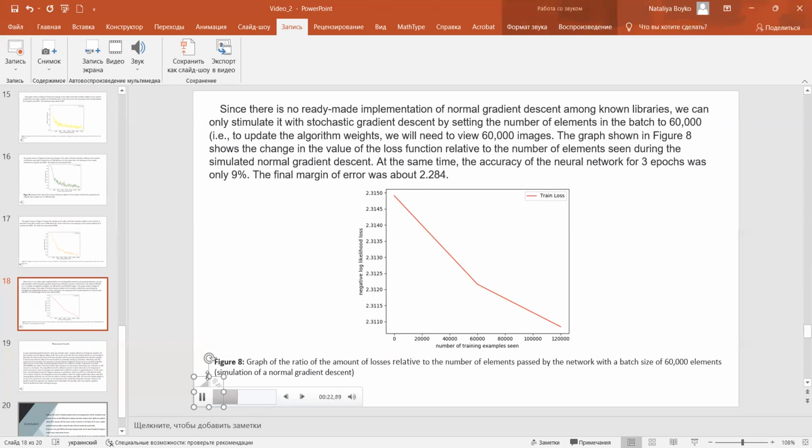The graph shown in figure 8 shows the change in the value of the loss function relative to the number of elements seen during the simulated normal gradient descent. At the same time, the accuracy of the neural network for 3 epochs was only 9%. The final margin of error was about 2.284. Figure 8. Graph of the ratio of the amount of losses relative to the number of elements passed by the network with a batch size of 60,000 elements. Simulation of a normal gradient descent.